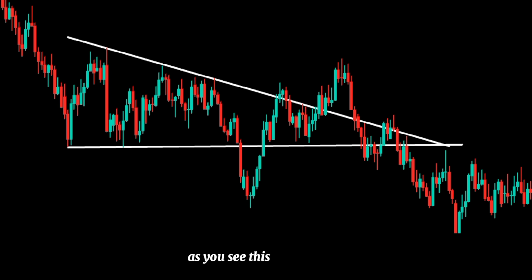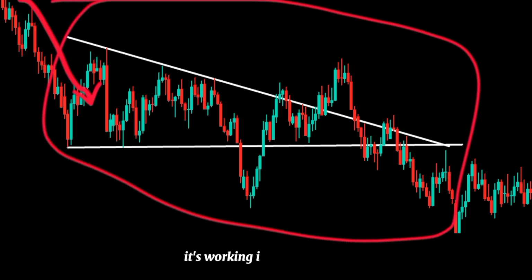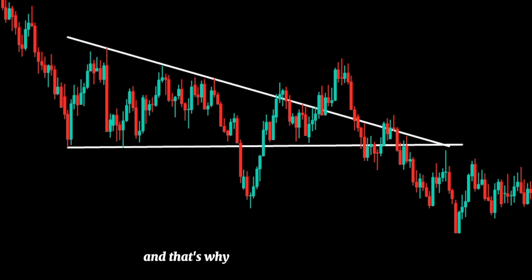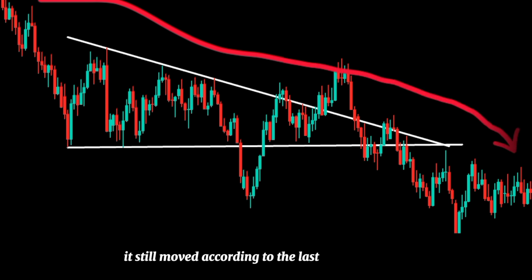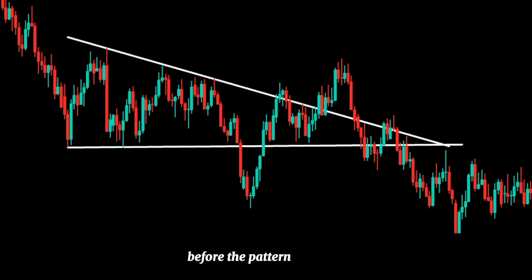As you see this pattern here, it's working in a downtrend, and that's why after all the false breakouts, it still moved according to the last trend direction before the pattern occurred. That's the power of trends.